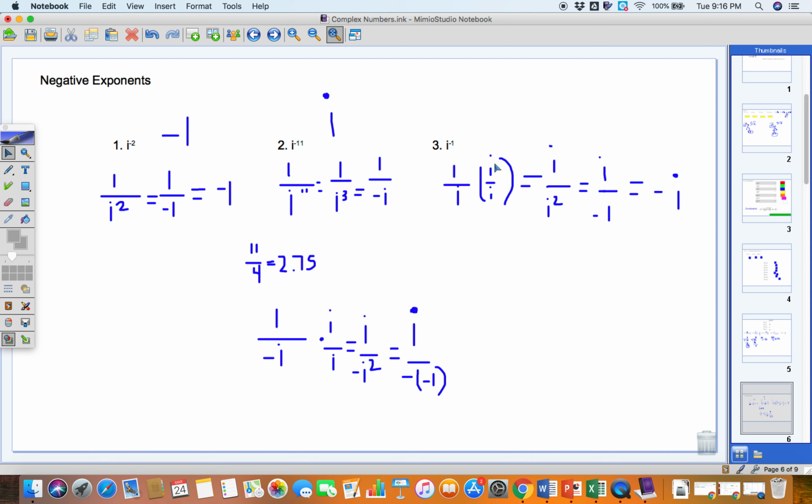So again, like we did in this example here, we have to rationalize the denominator with i's. So we're going to multiply the top and the bottom by i. 1 times i is i. Negative i times i is negative i squared. The i on the top stays the same, and the i squared on the bottom becomes negative 1, so we have negative negative 1. A negative negative 1 is positive 1. i over positive 1 is just i.